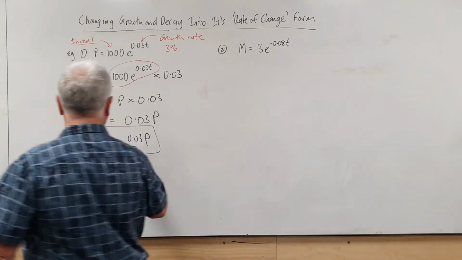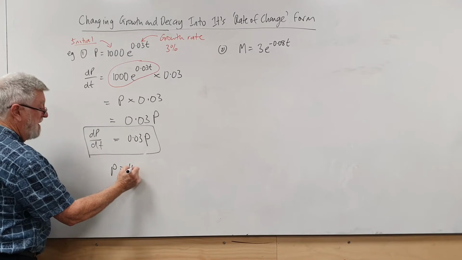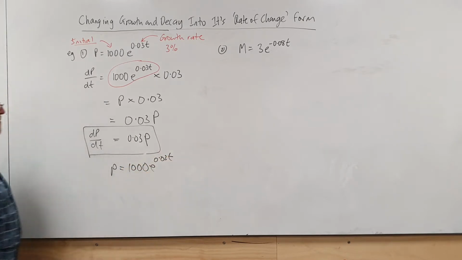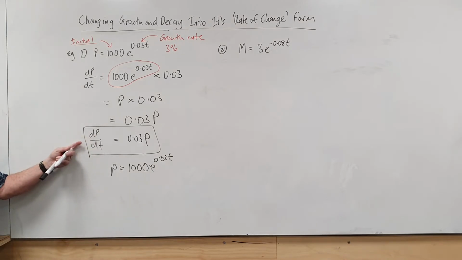So how do I do that question? I go P equals, and I knew that it was 1,000 initially, e to the 0.03t. So why have I done that and come back to there? So you can see where that formula comes from.